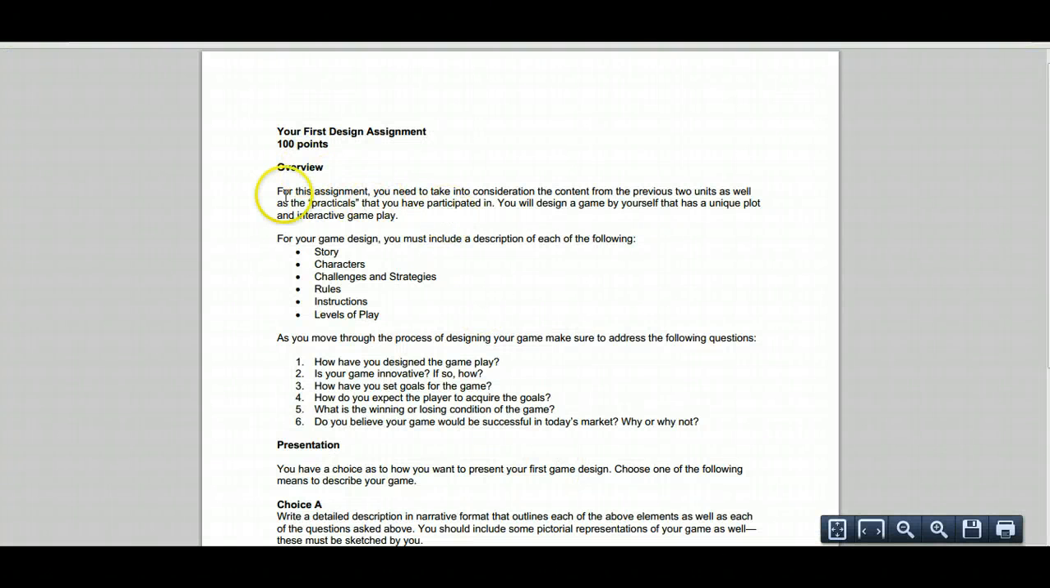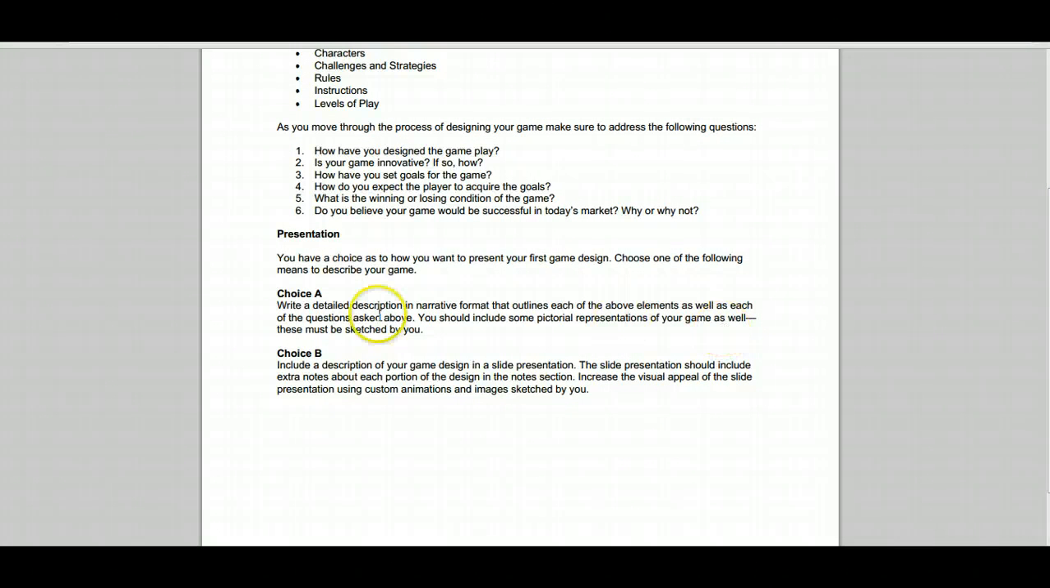So if we take a look at this, these are all the same as we just looked at. But if we move down below, two ways to do it. Narrative format, meaning in a word processor. So I've told you how you're going to have the different sections for that. And you need to have some pictorial representations of your game.